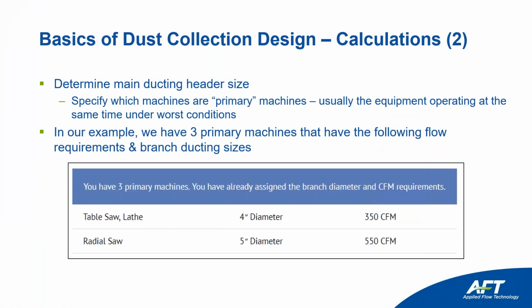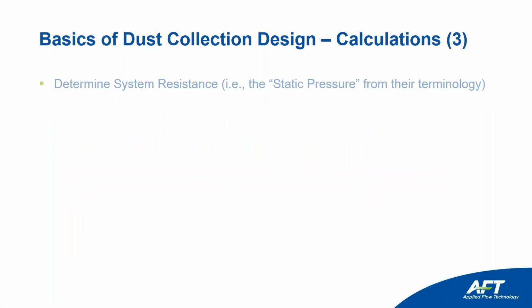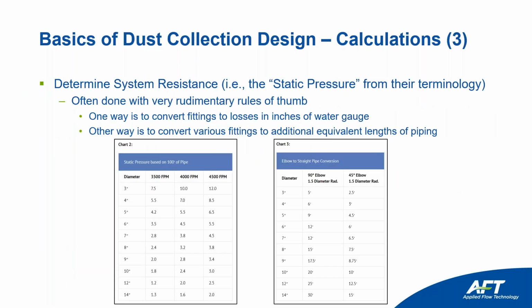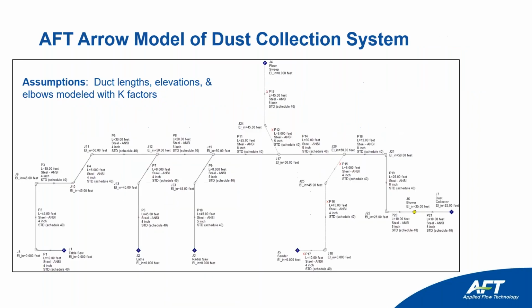And then these are the primary machines that we have operating: the table saw, the lathe, the radial saw, etc. Again, watch that webinar, where I went through all those details of what all this stuff means. So I'm going to skip it, and I'm going to jump into the Arrow model now.